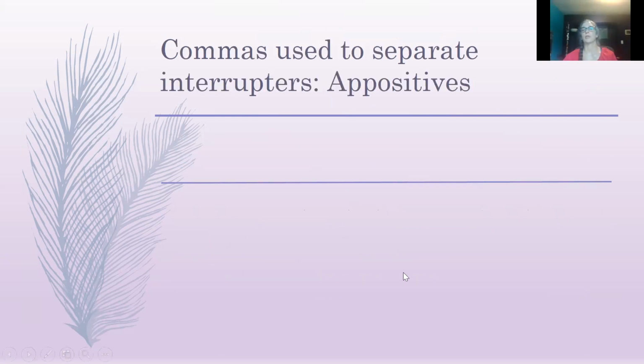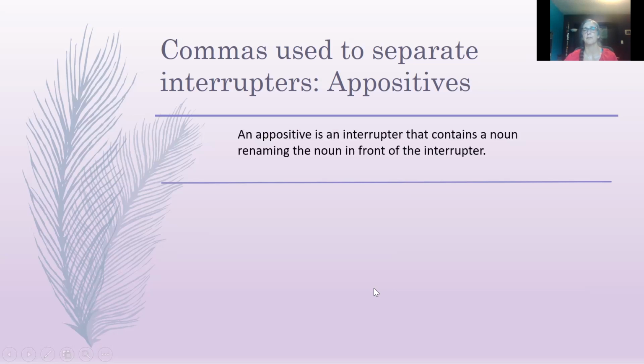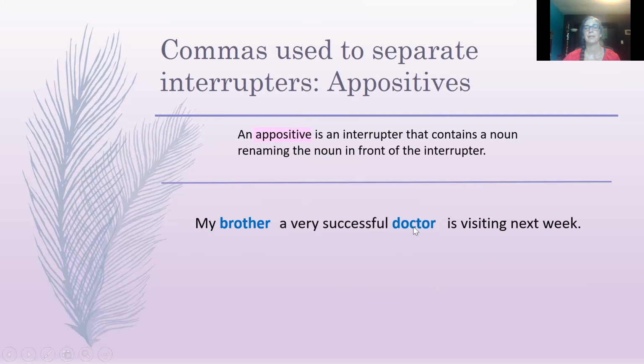So let's look at a group of words called appositives. Appositives are not phrases. An appositive is an interrupter that contains a noun renaming the noun in front of the interrupter. Sounds a little confusing, but we do this all the time. An appositive can be a single word or a group of words. There's the noun: my brother is visiting next week. Let's stick an appositive in here that has a noun that renames brother. It doesn't describe brother. The noun replaces brother. There's an appositive. And we separate appositives with commas.